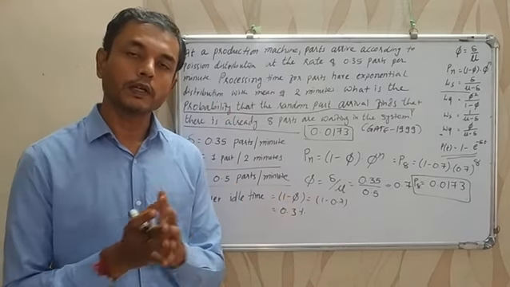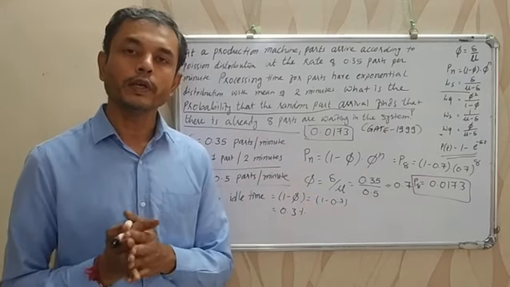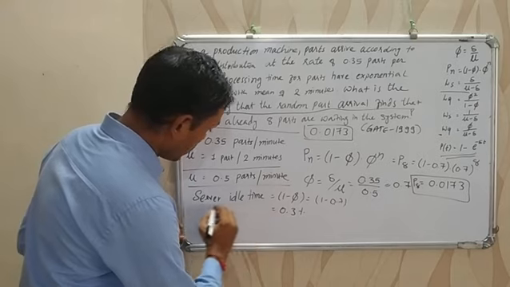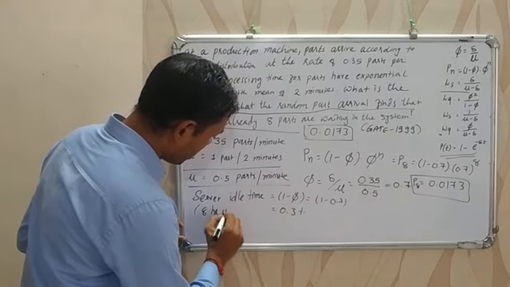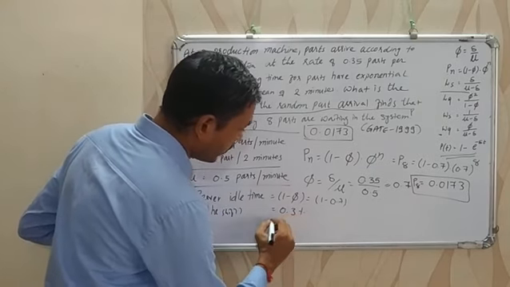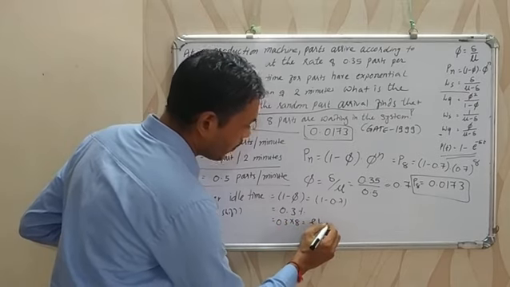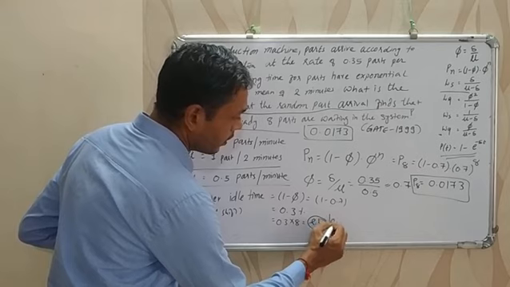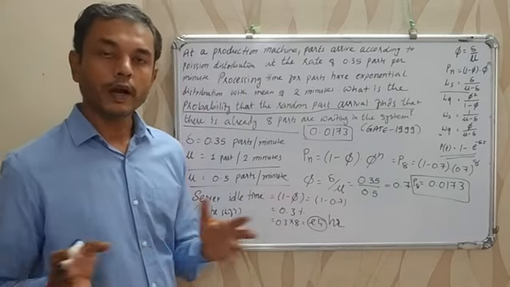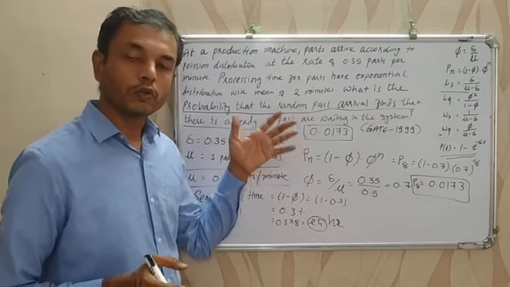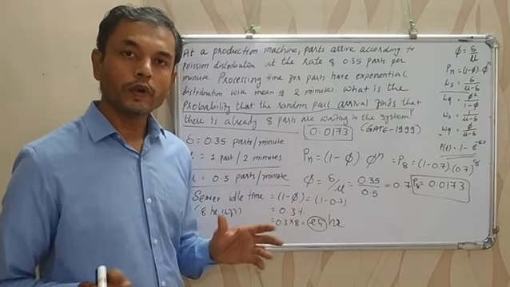And if it is asked that in an 8-hour shift, calculate how much time the server remains idle, we can say that in an 8-hour shift, 0.3 means 0.3 into 8, so that is 2.4 hours the server remains idle. So in this style, there are chances that your question may be asked in different variations.